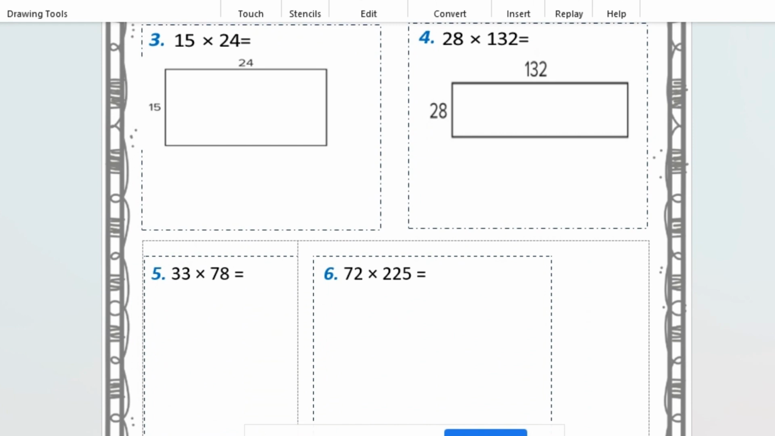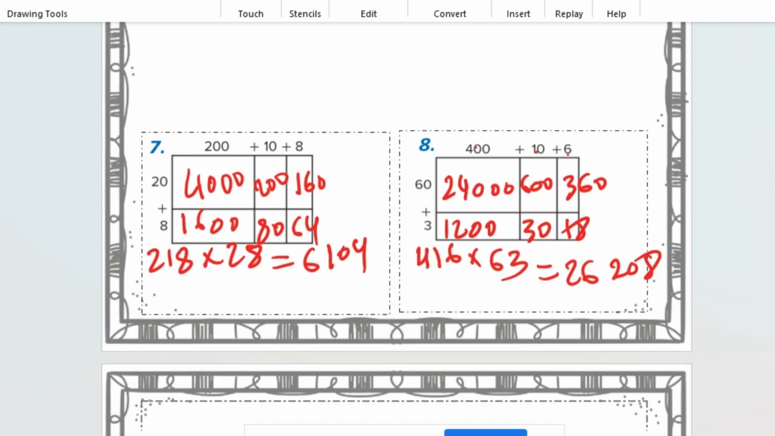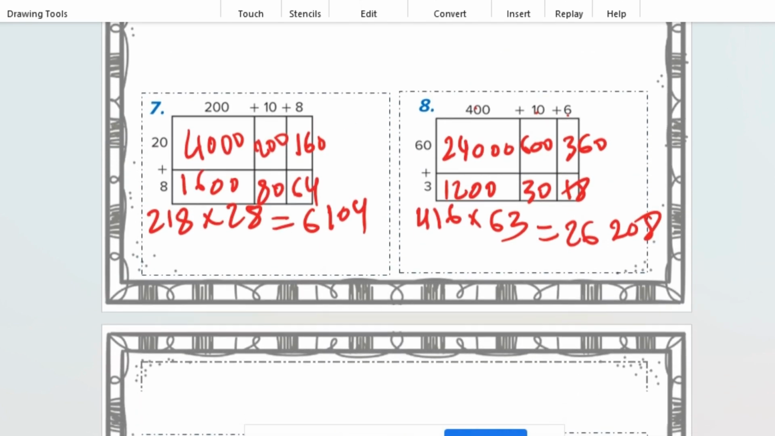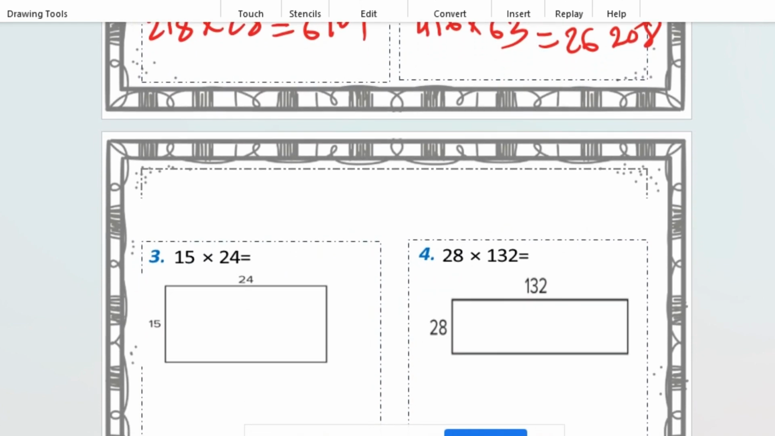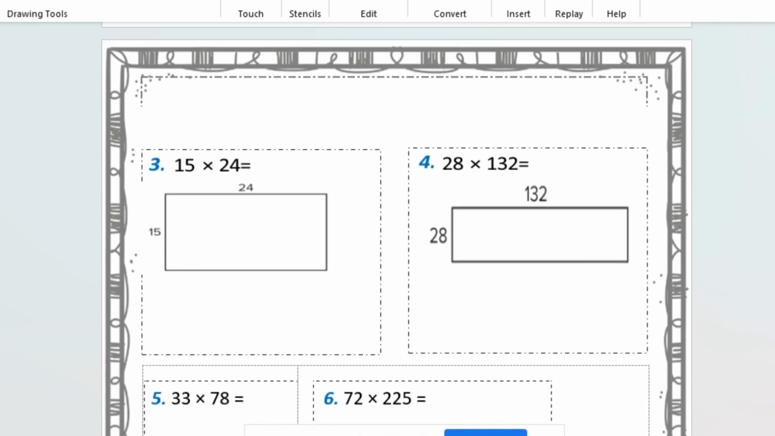Now here we are going to use the area model to find the product. So here we have 15 times 24. We use place value, so 24 will be 20 plus 4, and the 15 will be 10 plus 5. Of course, this is all by place value.